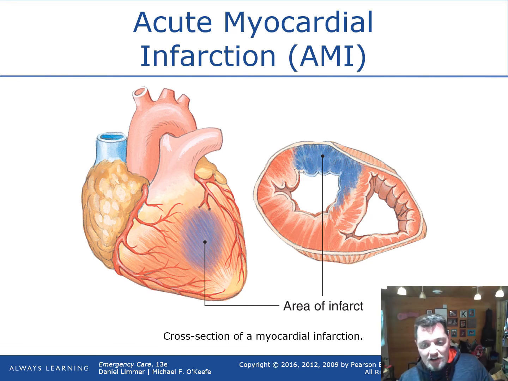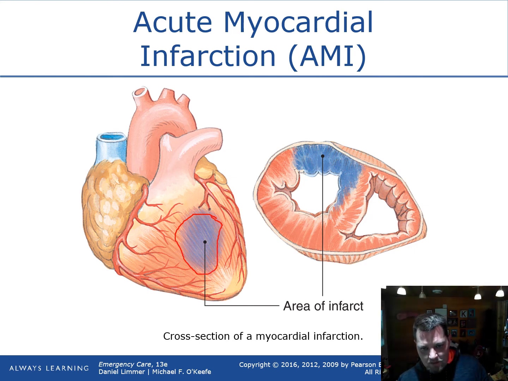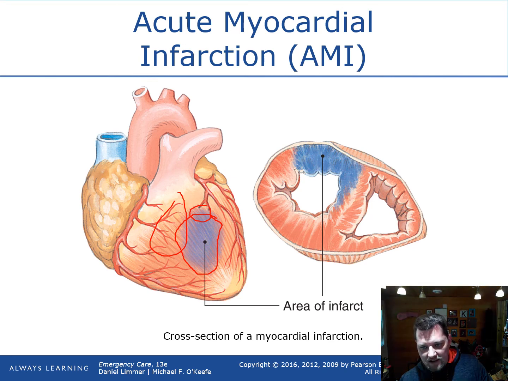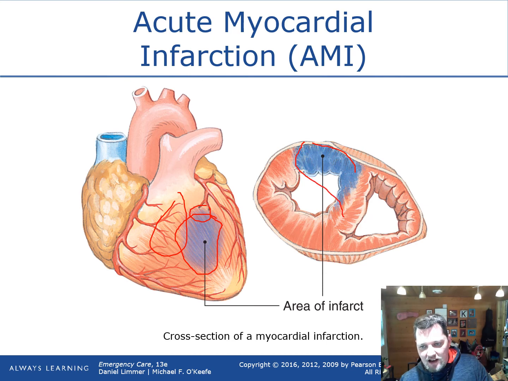All right, so this is that acute MI. This is the dead area of infarct. Okay, so if you look here, we've probably got some type of blockage down through here or here. And it just kind of depends on where the blockage is. But all of that blood flow has stopped and it's causing this tissue of the heart to die. Okay, so this is an inside look. This is that dead tissue.